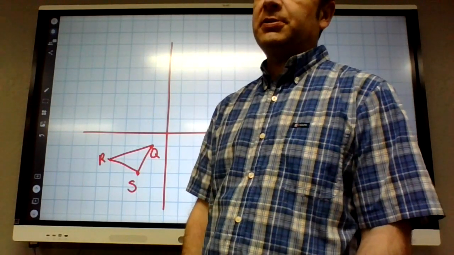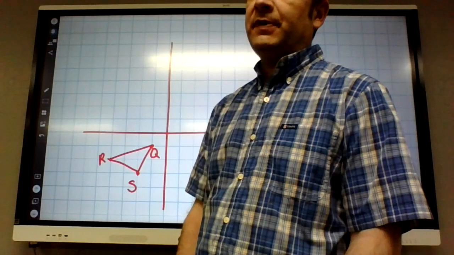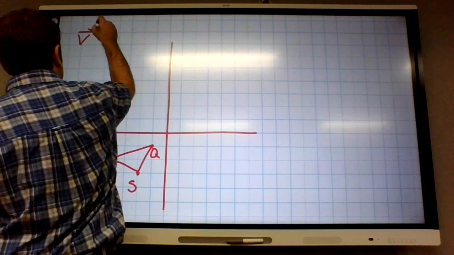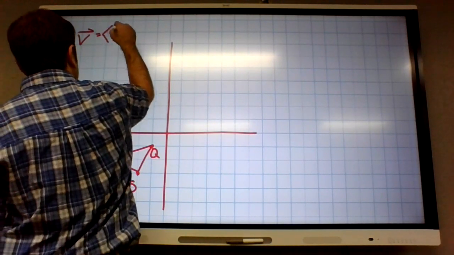Okay, if you guys look at 21, it says vector v equals 0, 4. So what does that mean, you think? Wait, are you already starting? No, hold on.